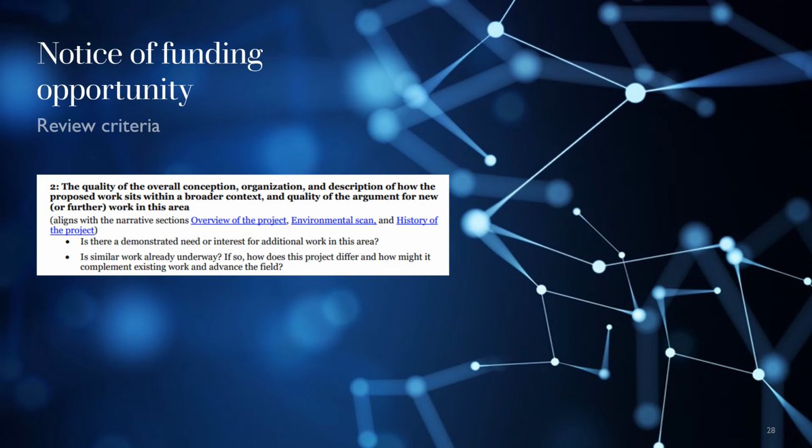The second review criterion is the quality of the overall conception, organization, and description of how the proposed work sits within a broader context, and quality of the argument for new or further work in this area. To ensure you rate highly for this criterion, you will want to document and discuss related projects, and identify how your project addresses a gap in the literature or research and moves one or more fields forward.